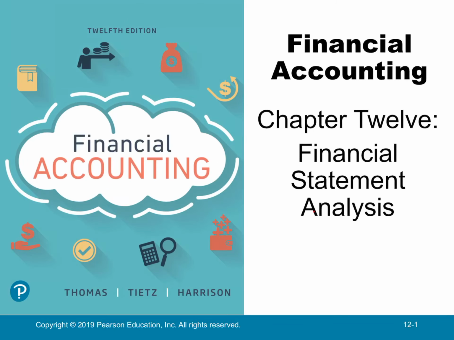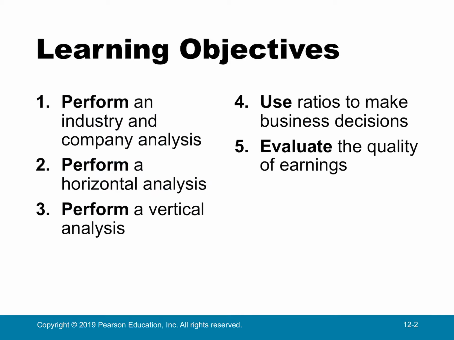This is chapter 12, the final chapter of our course. In this chapter, we're going to perform an industry and company analysis. We'll perform a horizontal analysis and a vertical analysis. We'll also use ratios to make business decisions, and we'll evaluate the quality of earnings.